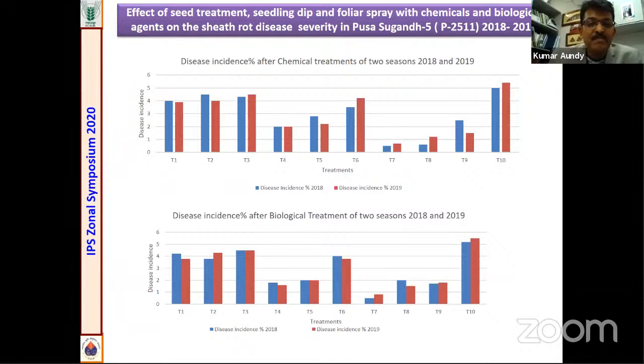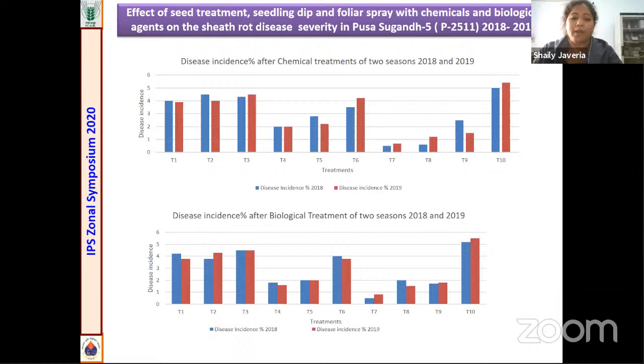In the field studies, as I already told, SAF was found better based on the Kharif experiment, as disease incidence was much higher in 2019 as compared to 2018 in the control. But treatment 7, which is a chemical treatment combining carbendazim and mancozeb seed treatment with seedling treatment, and 2 sprays of Nativo, which is trifloxystrobin and tebuconazole, was found much better in both the years.